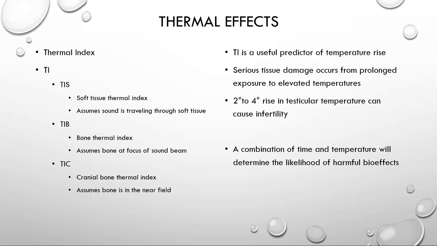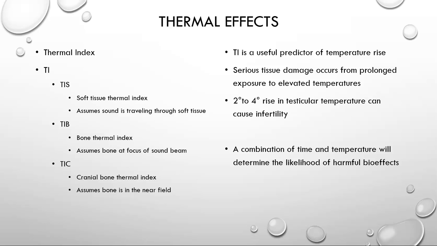Thermal index, TI, and we also say thermal index TIS, which is thermal index in soft tissue. TIS assumes sound is traveling through soft tissue. TIB assumes that at the focus there is bone. TIB, the bone thermal index, is used for obstetrical scanning. TIC is when we assume there's bone in the near field and not at the focus. TIC is for cranial. So I like to think of it as TIS, soft tissue; TIB, baby; and TIC, cranial.